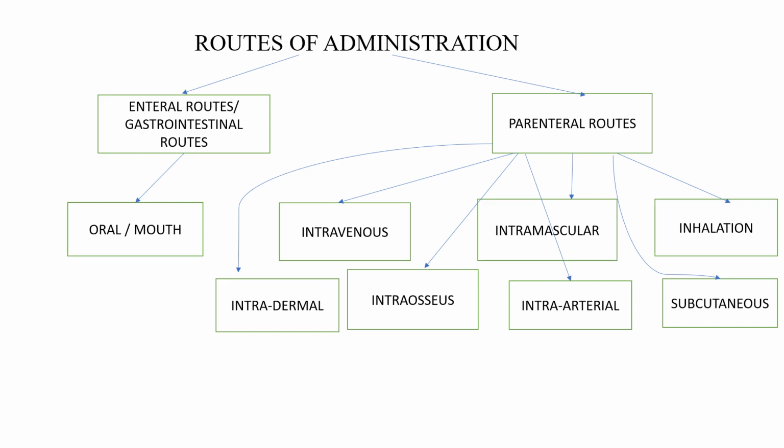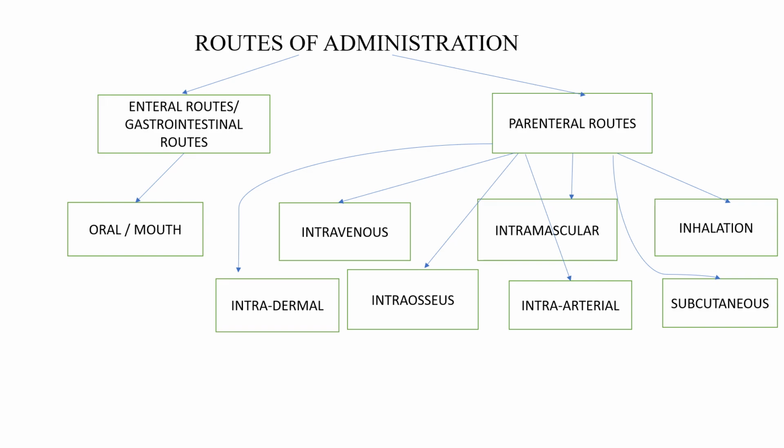The routes of administration are basically divided into two, that is, the internal routes or the gastrointestinal tract, and the parenteral routes. The gastrointestinal route includes the administration of the poison through the mouth, and the parenteral routes include intradermal, intravenous, intraosseous, intraarterial, intramuscular, subcutaneous, and also inhalation. So any route of entry for the poison other than the mouth comes under the parenteral routes.